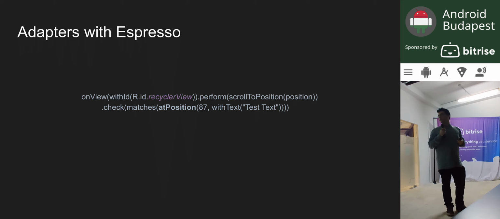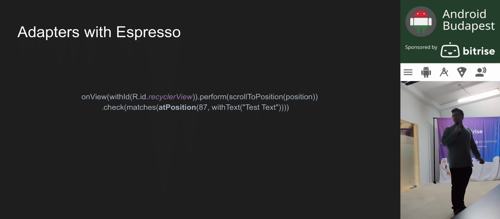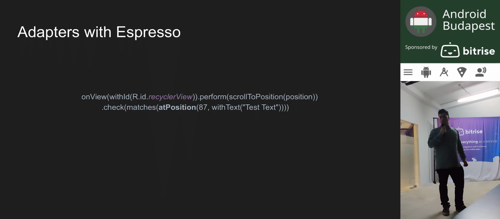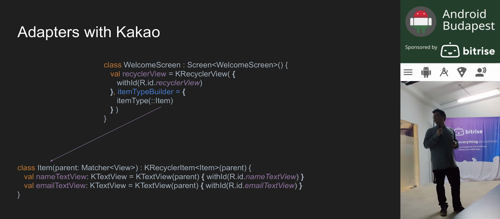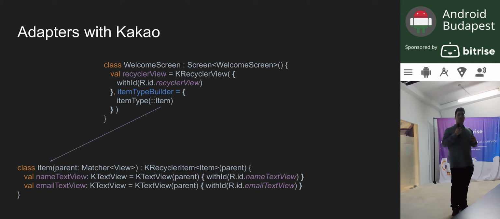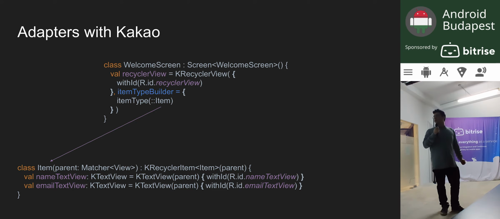But this is only one item, only one case. So what if we want to do it with all the items we have in the recycler view? Then it becomes more and more and more. Even if here we have just one assertion and nothing else, it's already a really ugly one.